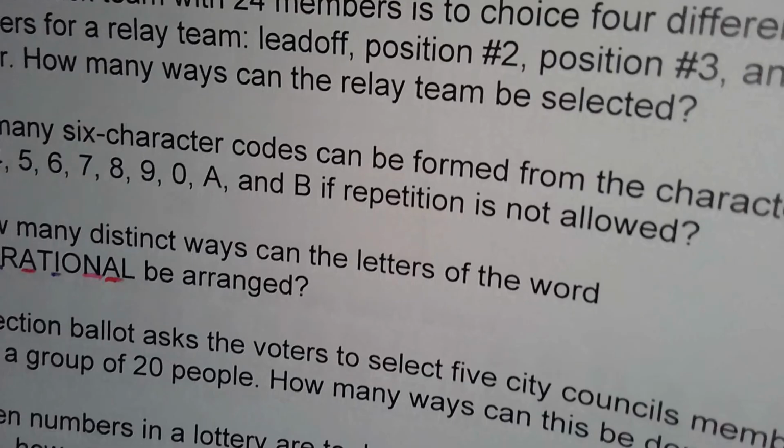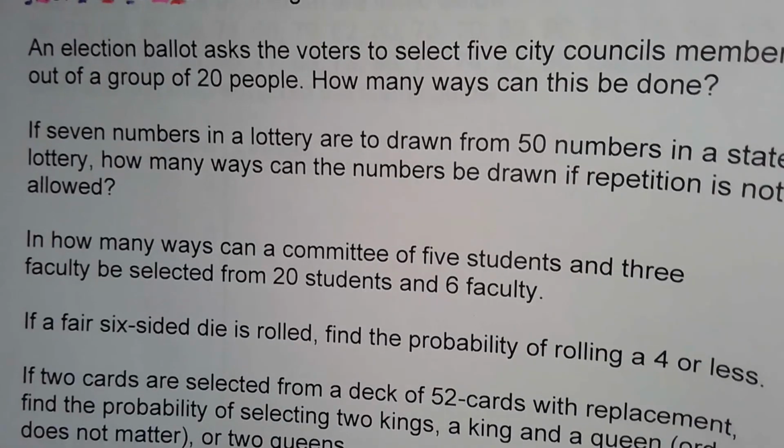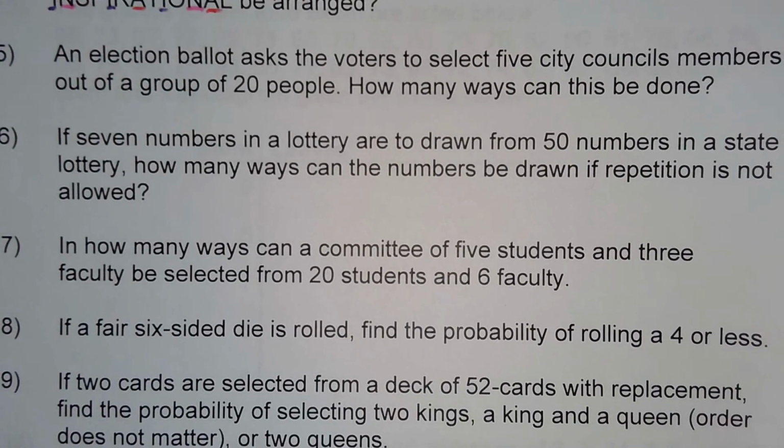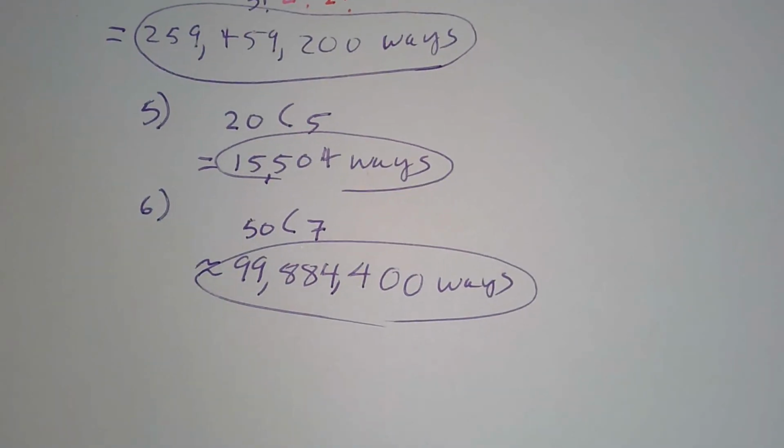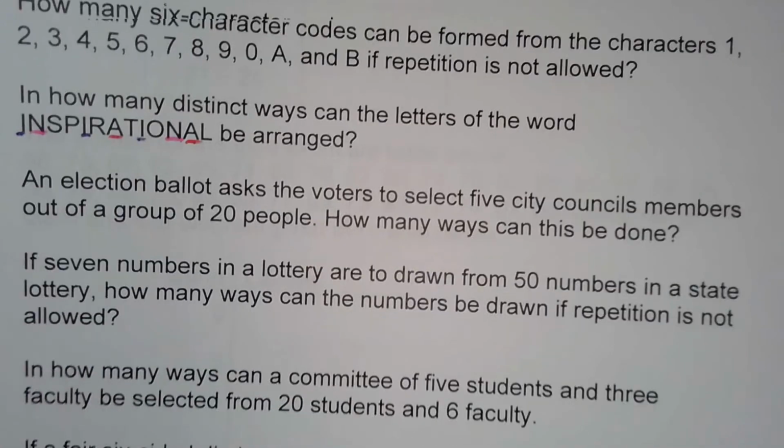All right, let's look at number 8. If a fair six-sided die is rolled, find the probability of rolling a 4 or less. So I skipped over number 7. I'm sorry. So let's try again.